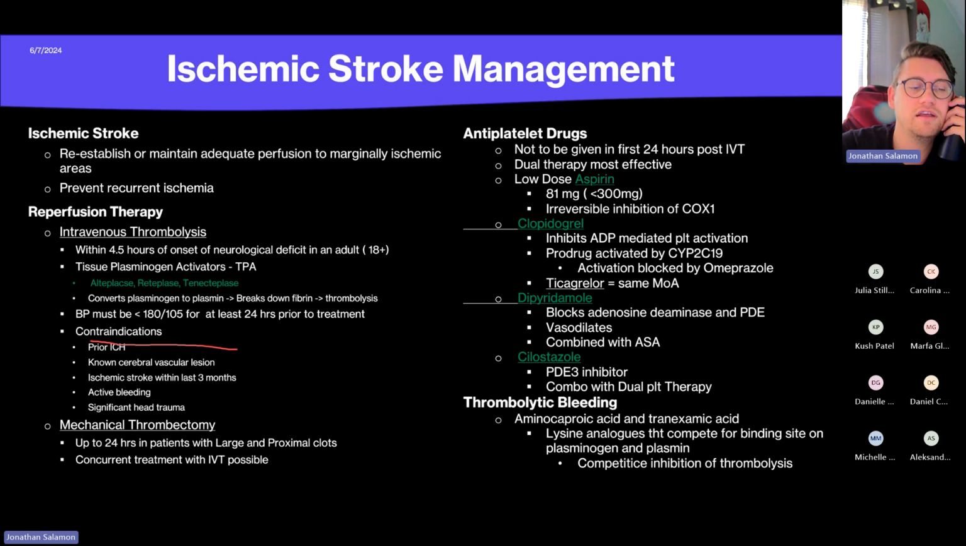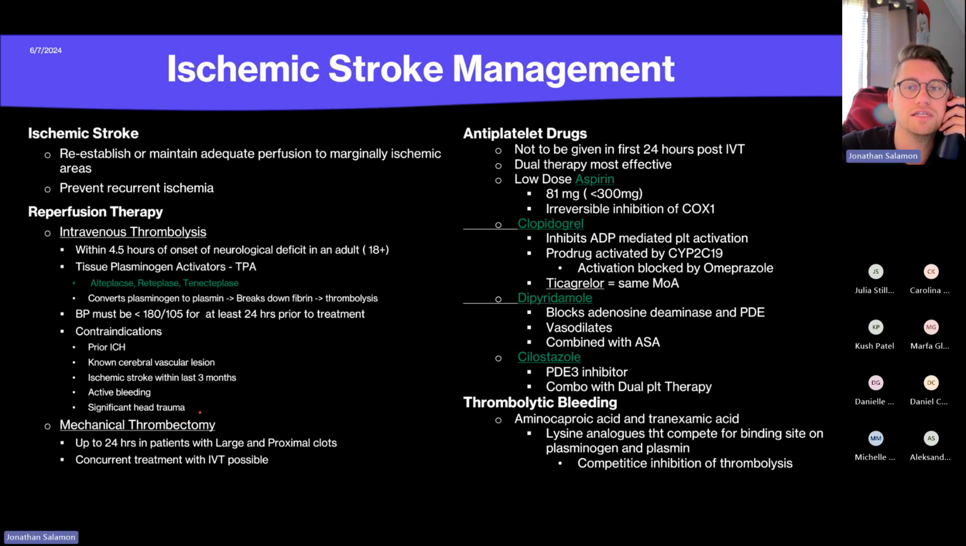And you can't give it if there is anything that could even remotely predispose the patient to an intracranial bleed. Histories of intracranial bleeds, histories of previous strokes, because then you could weaken the vasculature, right? If they're actively bleeding, obviously. Or if they've had any head trauma, because you might not know that they're bleeding, right? So please, I should have put a star here. Know the contraindications for alteplase.